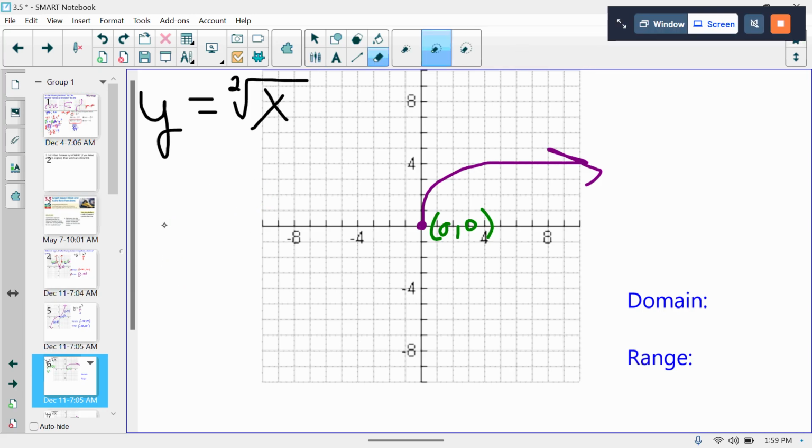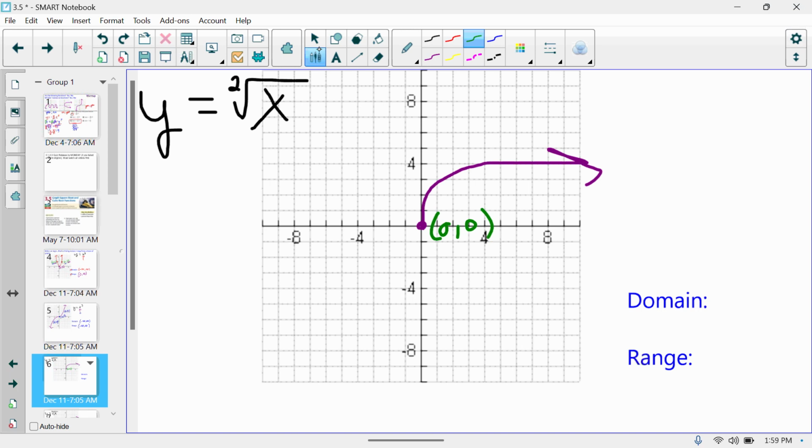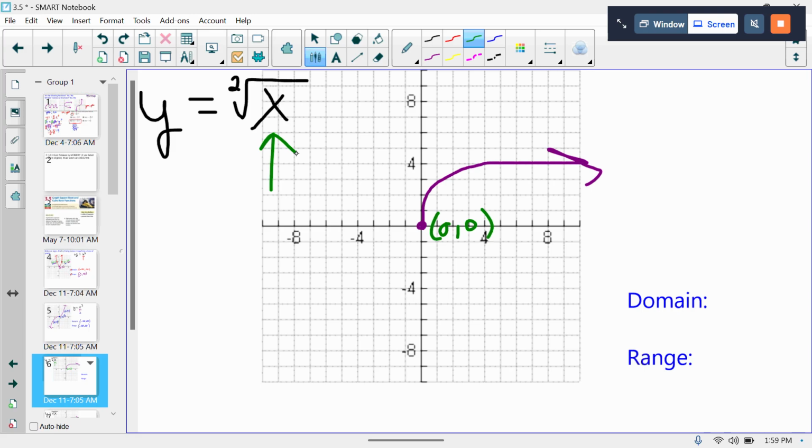So this time the domain is restricted because we can't take the square root of a negative number. X can't be negative. You can't fill in a negative number. 0 is the smallest thing you could plug in, and then any positive number after that, toward infinity.